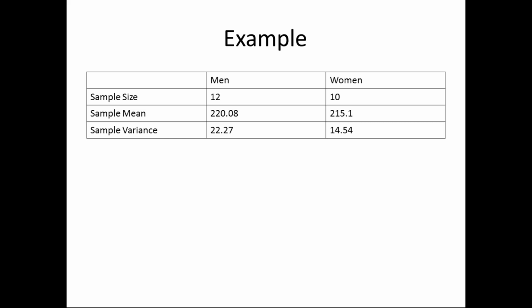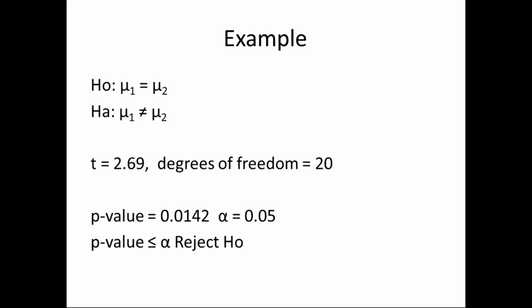You end up getting the following data. You'll end up with a sample mean for men, sample mean for women. You'll end up with a sample variance for men, sample variance for women. We'll pool all that information down to get a t-distribution. And the question comes down, okay?